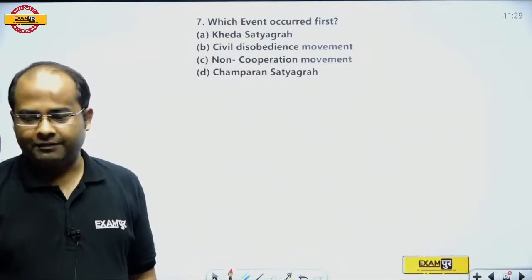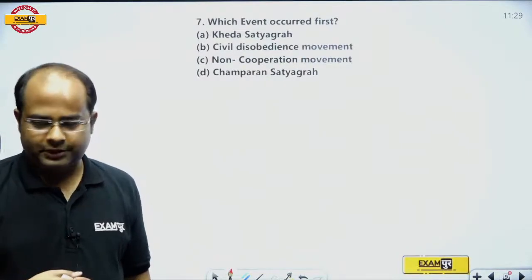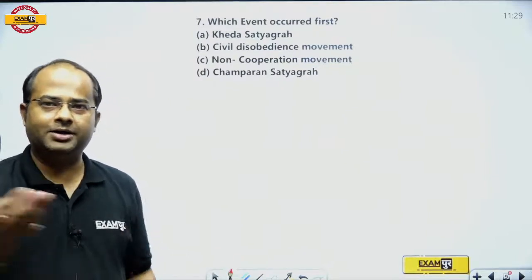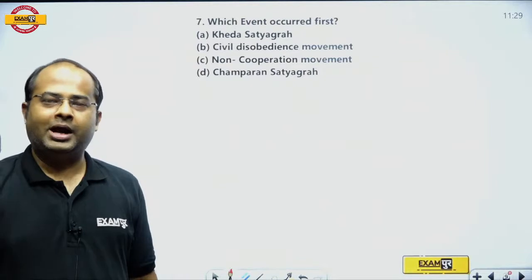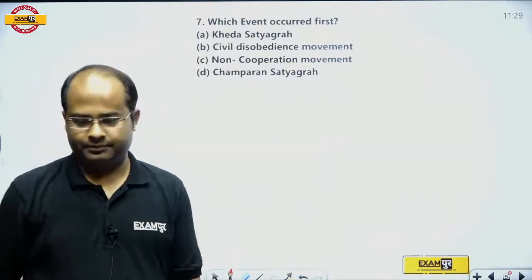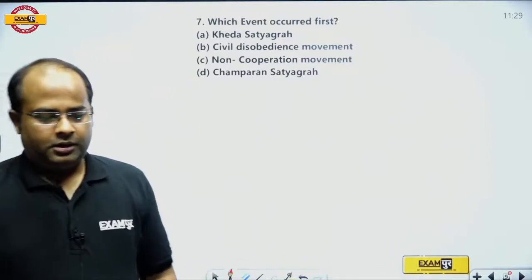Next question: which of the following events occurred first? RNT is the short form of Rabindranath Tagore, and Rabindranath Tagore was given the title of Gurudev by MK Gandhi. Now, guys, next.